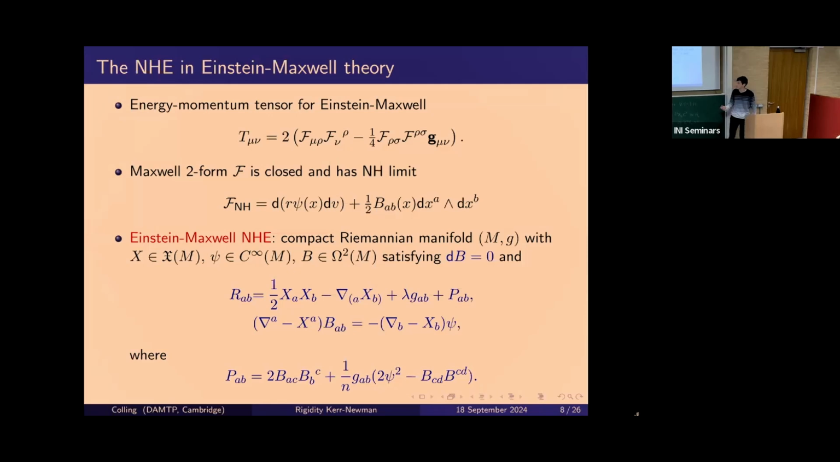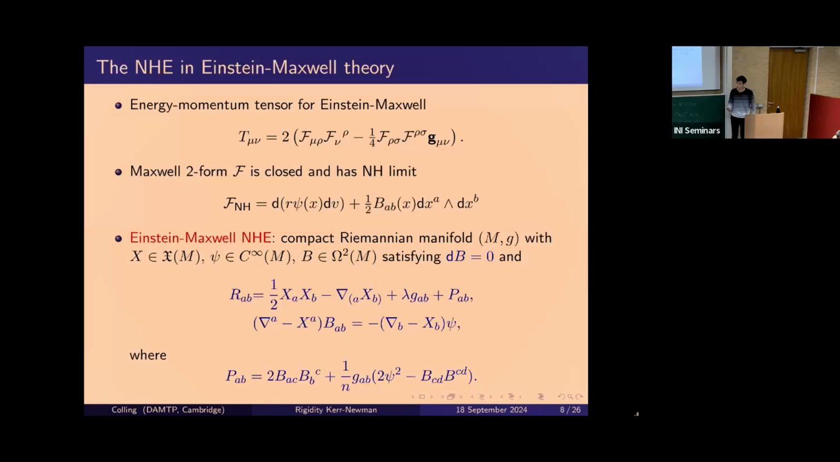The first equation is the same equation we had before, where P now is going to contain some matter terms involving B and psi. And the second equation is the matter equation. This comes from imposing d Hodge F equals 0. So this is now a coupled system of equations that we try to solve.